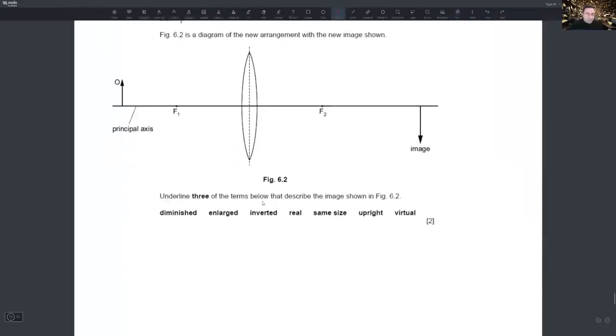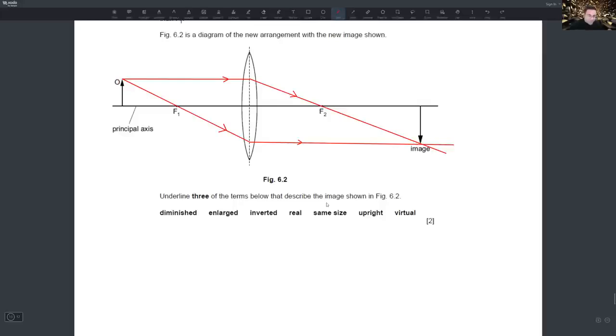So it's not a question about drawing. Like, I'm not going to draw. I'm going to draw this just so I can show you that his diagram is correct. Right? Show you that his diagram is correct. It's absolutely fine. There's no problem with this diagram. But he just wants you to underline the terms.